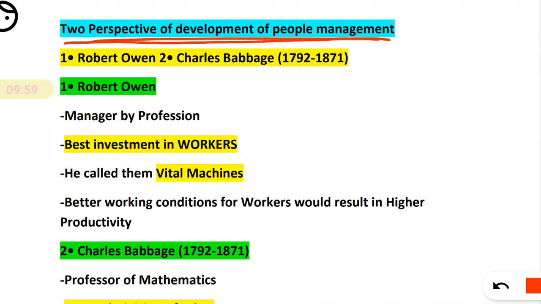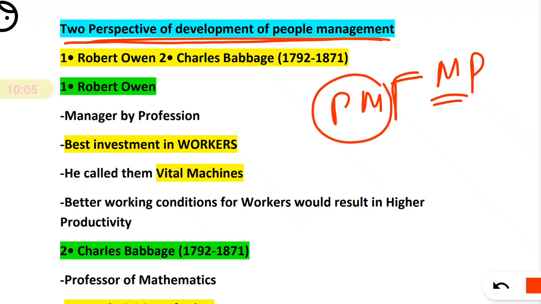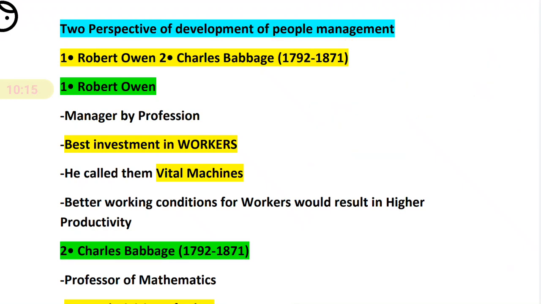Now we have to discuss the two perspectives of development of people management. We have discussed what people management is: it is just managing the people, in short and very simple. But we have to discuss here two perspectives, how people can be managed in two ways. First is Robert Owen's perspective, and second is Charles Babbage's perspective.